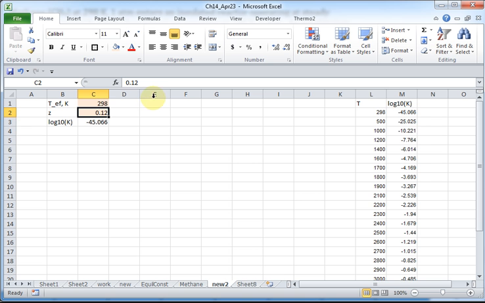Got it? Let's say it's 400. It's going to interpolate between these two. And so that's kind of helpful because we don't know the temperature, and it's not going to land perfectly on one of those lines in our table. So now we have that log base 10 of k.